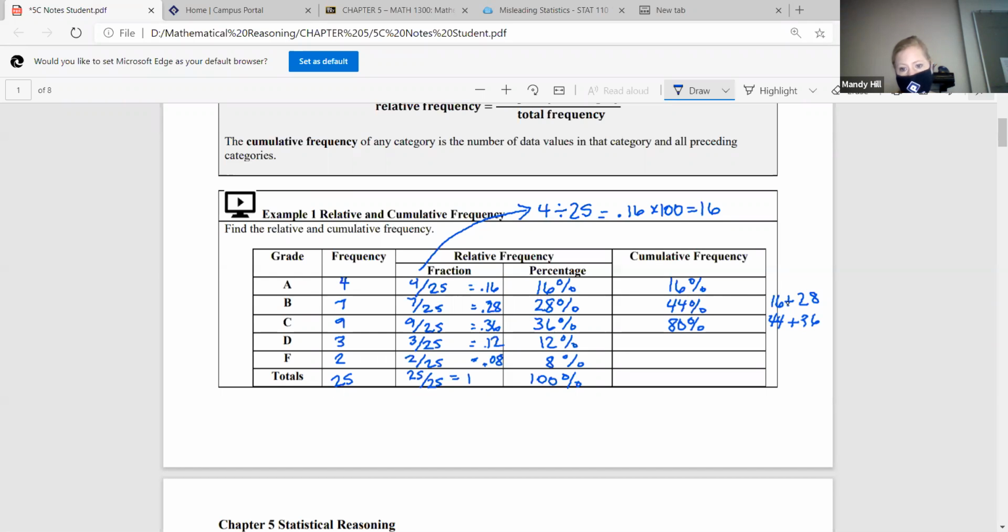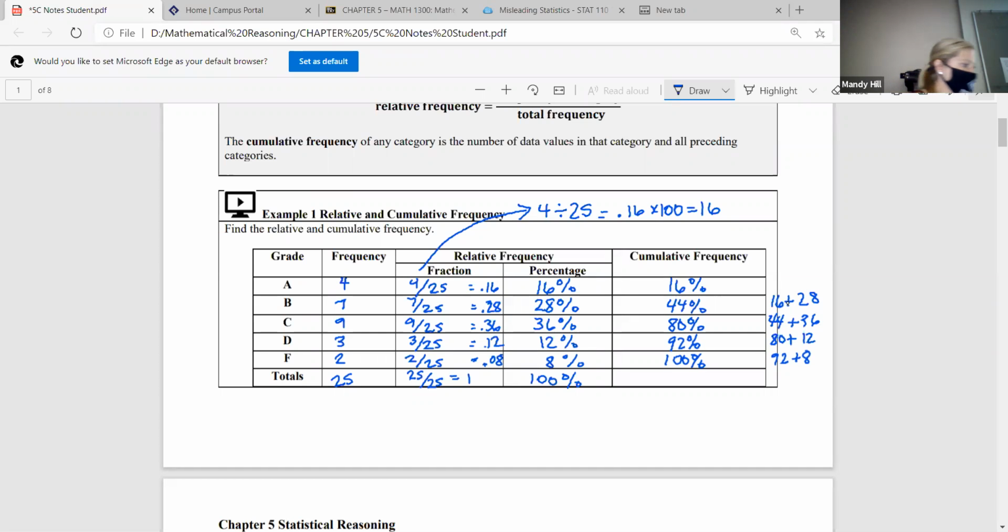Then I'm going to take my 80 and add on how many people made D's, the 12%. So 80 plus 12, 92%, if we talk about pass, right? If you had to make a D or above to pass, 92% passed. We add on our last category, our F's, which was our 8%, that should get us up to 100, because that should include everybody, all the totals, right?